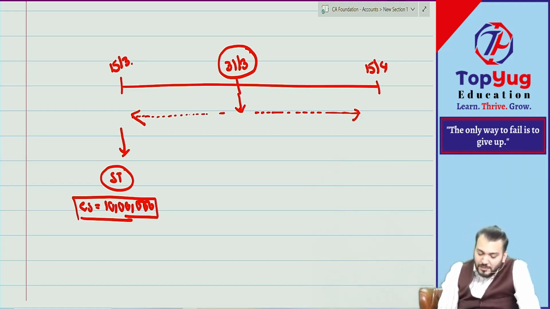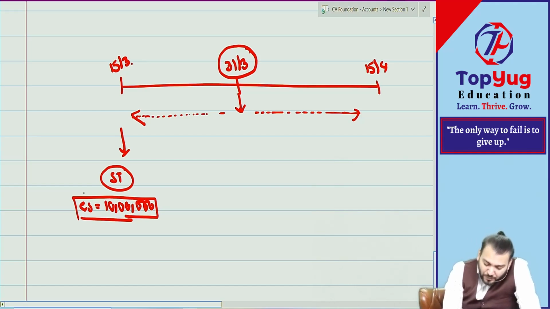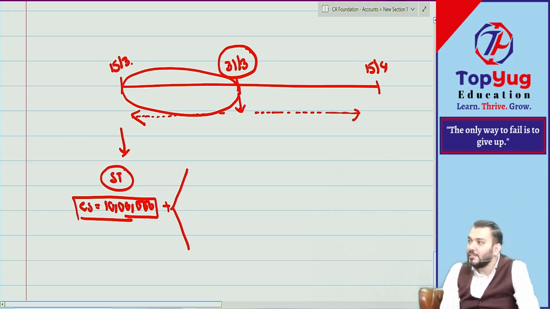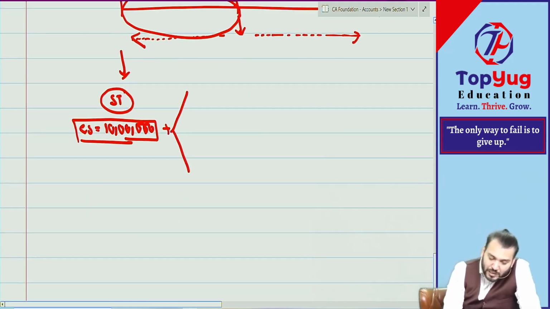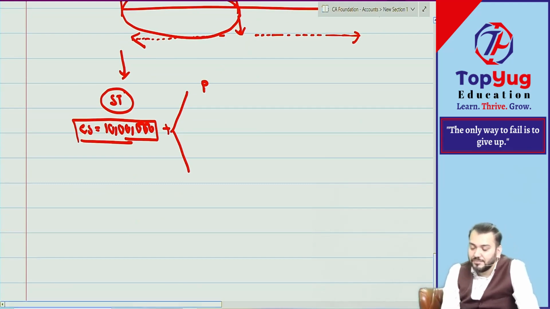No. It means, can I say that after counting closing stock we should do some adjustment for these transactions? So we should add and deduct something. What should be added and what should be deducted, that we need to understand. Batao, what should be added? We should add purchase during this period.